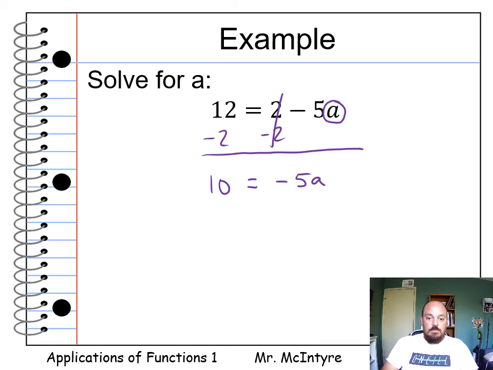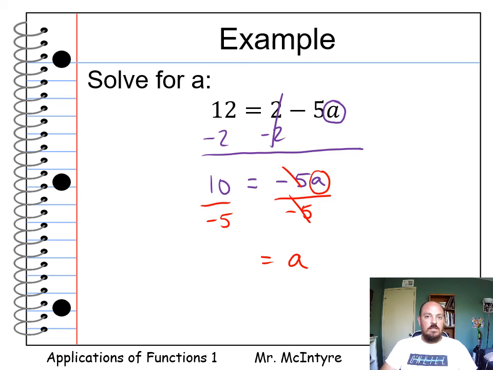Okay, one more step. We'll finish it out by dividing by negative 5. So again, I'm looking here. I'm saying I want to isolate that a by itself, which means I need to get rid of the negative 5 in front of it. When you have negative 5a, it means negative 5 times a, and the way you get rid of a times is with dividing. So I'm going to divide by negative 5. Negative 5 cancels and leaves just a there.